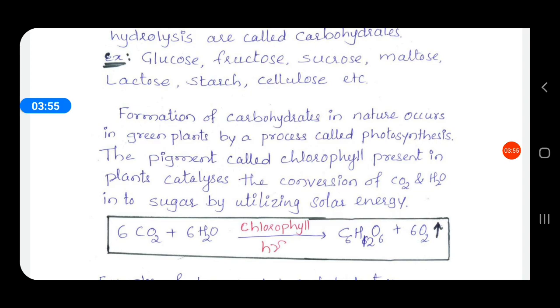So atmospheric carbon dioxide and moisture are absorbed by the plants. Carbon dioxide and water, in the chlorophyll pigment, which is present in the stem and leaves, mainly in the leaves of the plants, and by utilizing solar energy, it converts the carbon dioxide into carbohydrates. Along with that, it liberates oxygen. So along with the formation of carbohydrates, plants liberate oxygen to the atmosphere.